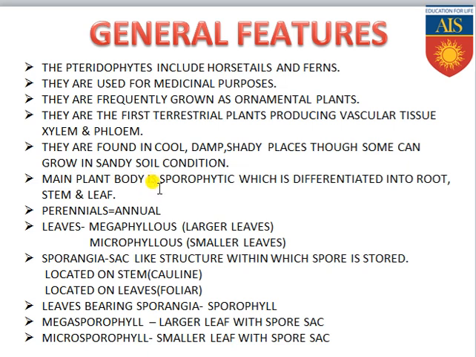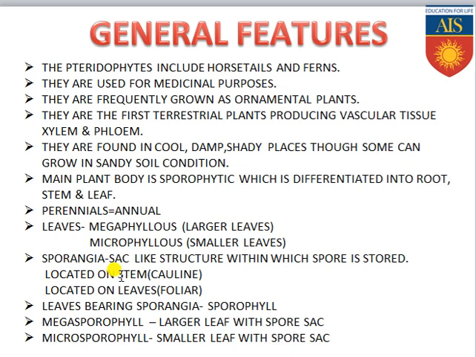Mostly these plants are perennials, that means they can survive for multiple years. Sometimes they can be annual also. Leaves can be of two types. Smaller leaves are known as microphylls, and larger leaves are commonly known as megaphylls. They have sporangia, that is the sac-like structure within which the spores are stored and get matured.